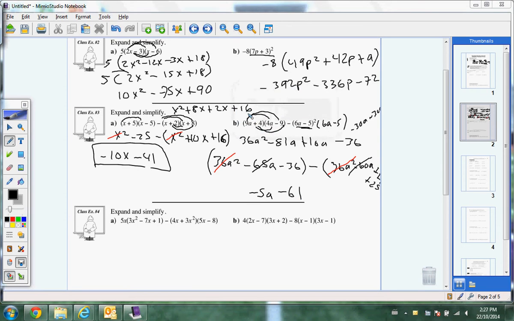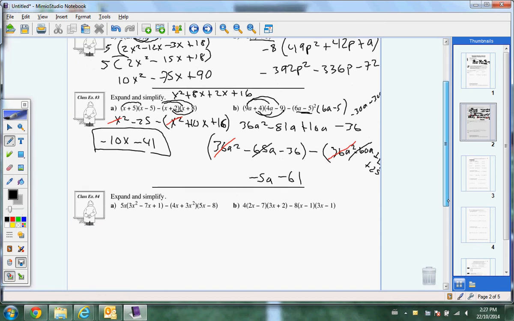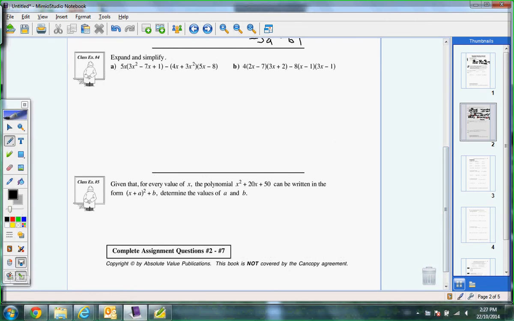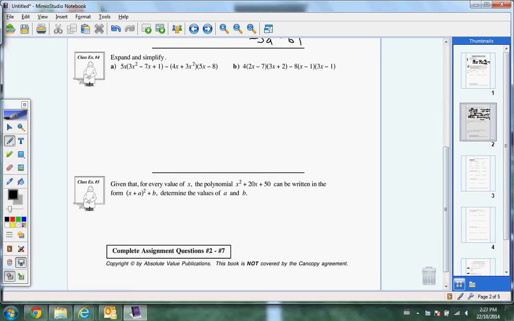All right, so example 4. These ones are going to be a little bit, I don't want to say uglier, they're just a little bit harder because there's a lot. Okay, it's just kind of a lot of stuff. So these ones, just take them step by step. So this one is not really a FOIL, I just have to distribute. Okay, this one I have to FOIL.